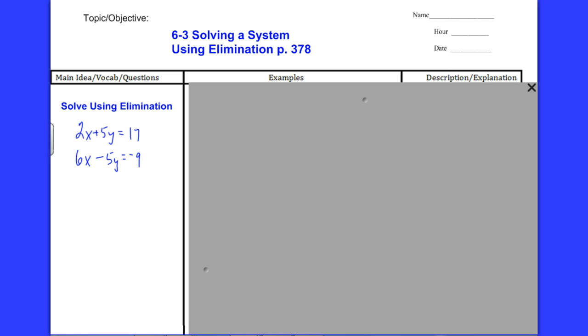It's another method, a new method to solve a system. And I find that often students like this one sometimes the most. You'll need to be able to show me all 3 methods. You've learned graphing by finding the intersecting point of 2 lines. You've learned substitution, where you solve for a variable, replace it, solve for the other variable, and have your solution. And elimination, which I'm going to show you today.